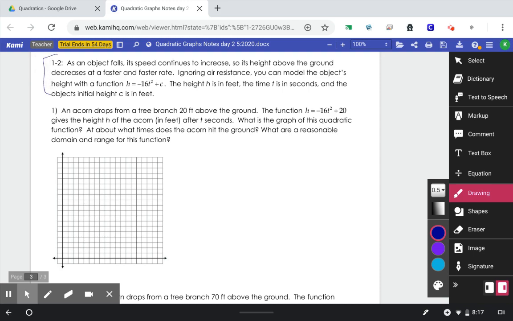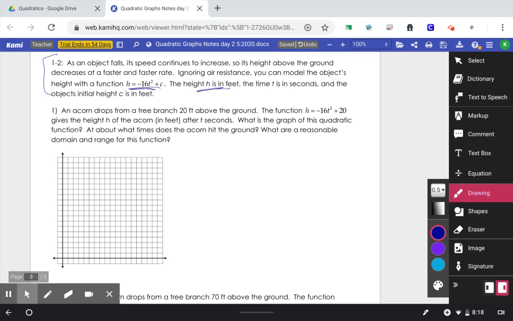For these two examples, this is talking about an object that is falling, and speed continues to increase, okay? So we're going to start at a certain height above the ground, and then as the object is falling, it's going to get faster and faster and faster as it falls. This is the formula that we can use to figure out how long it takes this object to fall.